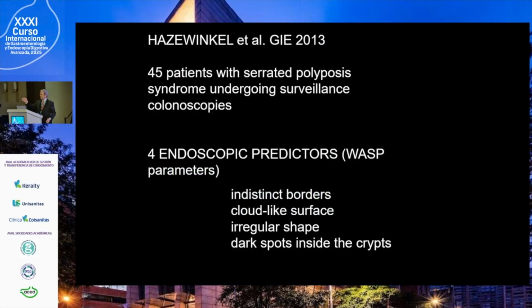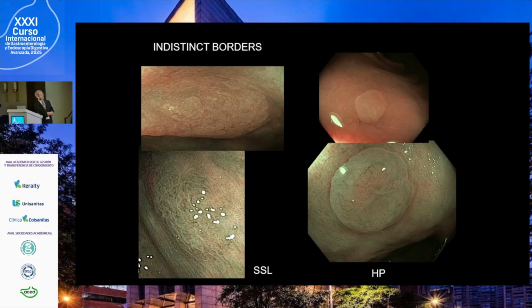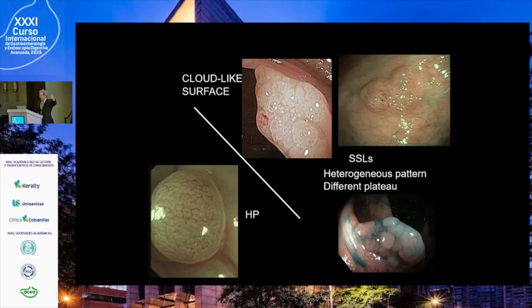I will be brief, okay, sorry, because just how to recognize a sessile serrated lesion. In fact, these are from the Netherlands, what they call the WASP parameters, so I will illustrate this with some pictures from myself. First, indistinct borders. You see, the borders are very indistinct. This is a hyperplastic lesion, and this is a sessile serrated lesion. You see, we don't see so well the limits. First parameter. Second parameter, cloud-like, you see, cloud-like.